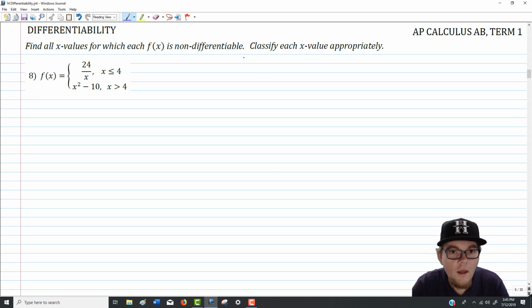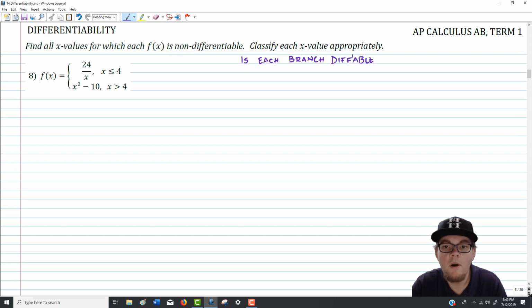So where I start is I ask myself to analyze the differentiability of each branch. In other words, my first question is: is each branch differentiable? My thought process here is that if there are any differentiability issues built into one of those two branches on the domain in which they're defined, then I can automatically lock that in. I don't have to do any fancy advanced work to figure that portion out.